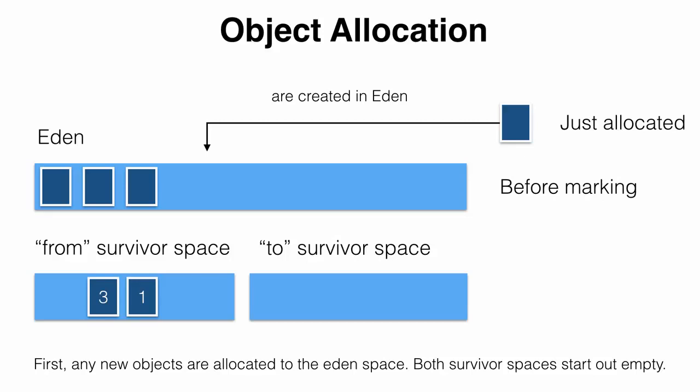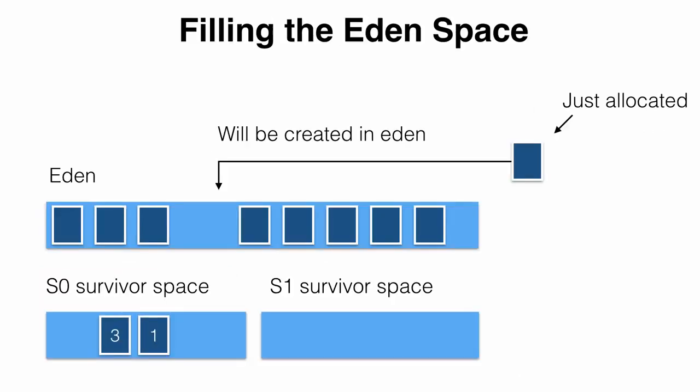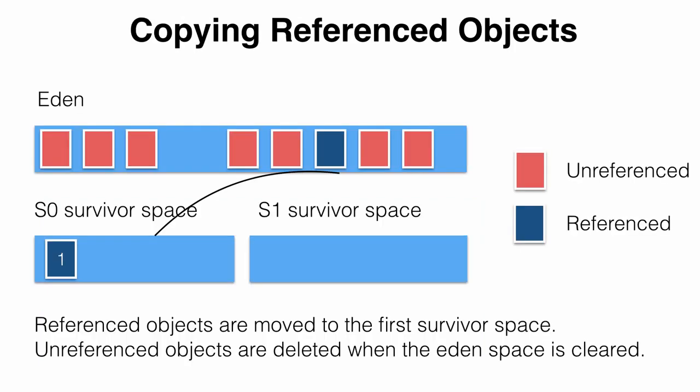Any new objects are allocated to the Eden space, and both survivor spaces start empty. So we fill in the Eden space. Let's have a look here. We have the just allocated objects, created in the Eden space. We have the S0 survivor space and S1 survivor space. So we have the 3 and the 1 in there. These are all live objects. And then we come to copying referenced objects. We have all these unreferenced objects in the Eden space, and we have one or two referenced objects. Referenced objects are moved first to the survivor space. So we've got one in there already, then we're going to add another in. Unreferenced objects are deleted when the Eden space is cleared.